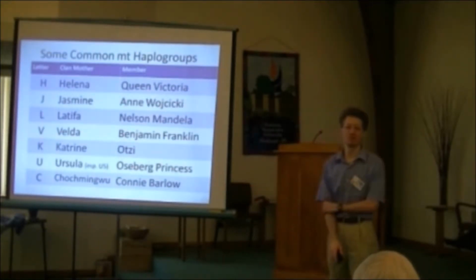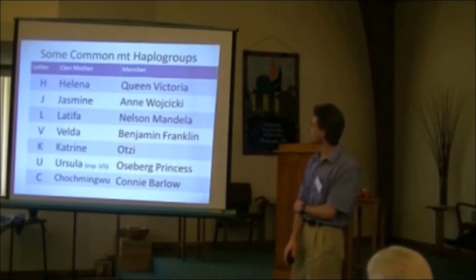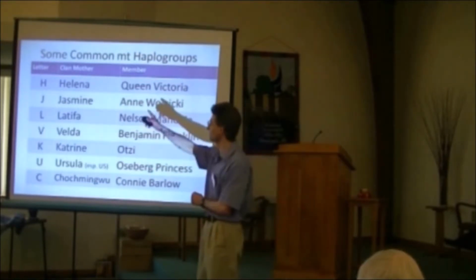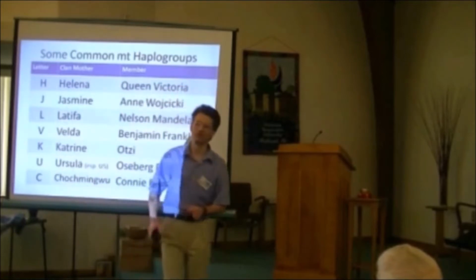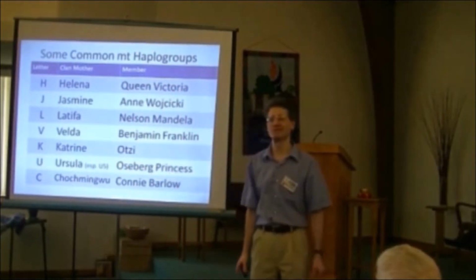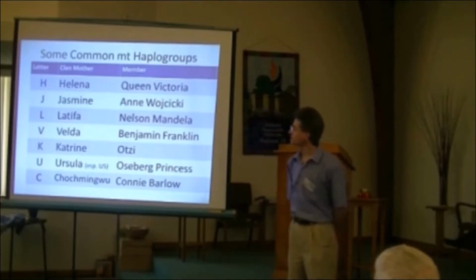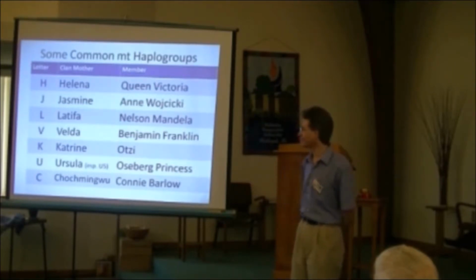Okay, some of the more common mitochondrial haplogroups. We've got Helena and Jasmine. These are names given popularly to these groups that are just numbered with letters because it's a lot easier to remember and think of a name than a letter. So that's why they put those names on there. And the names have been picked so that they start with the letter. Otherwise it would be pretty confusing, right?